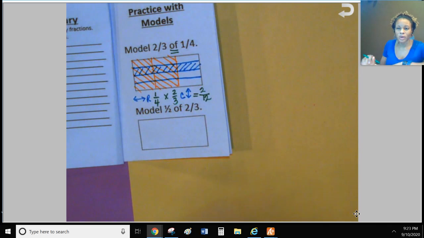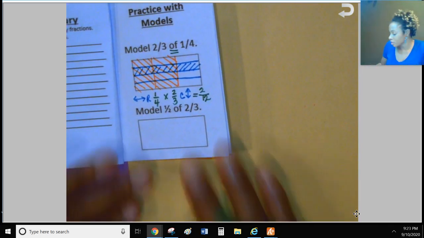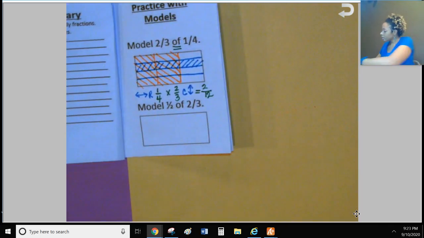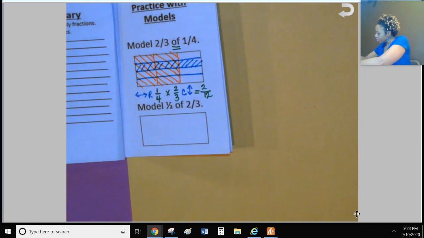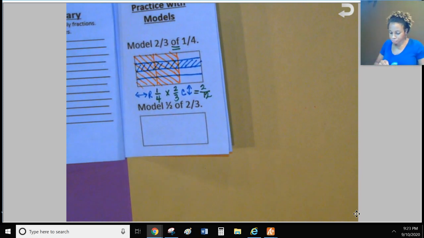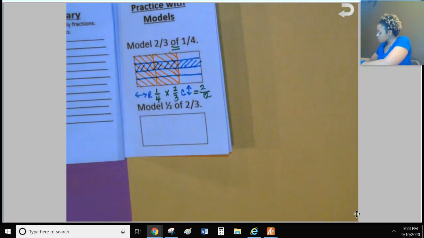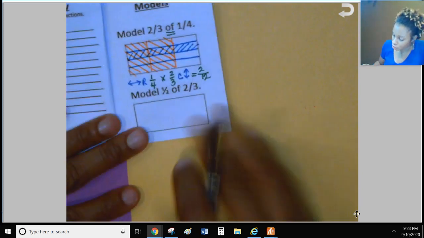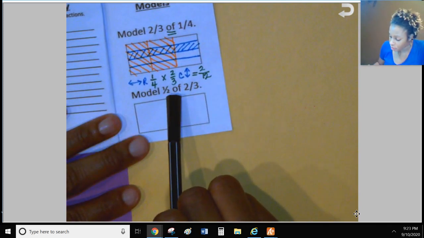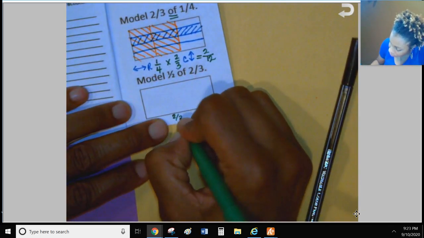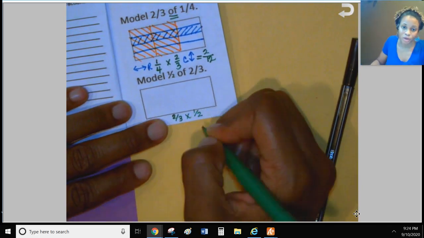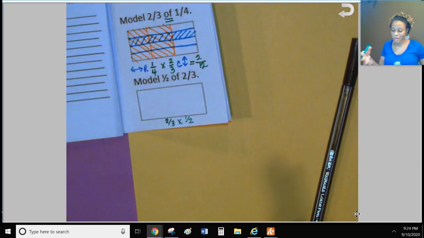Okay, so the next one, I'm going to shade them so you kind of see the difference. It helps if you can see that difference. Trying to see if I can pick two light colors. Okay, so the next one says, what is 2/3 of 1/2? Or model 1/2 of 2/3. So what is 1/2 of 2/3? So this one has 2/3 in the front times 1/2. Again, the order doesn't matter. It would turn out the same way.